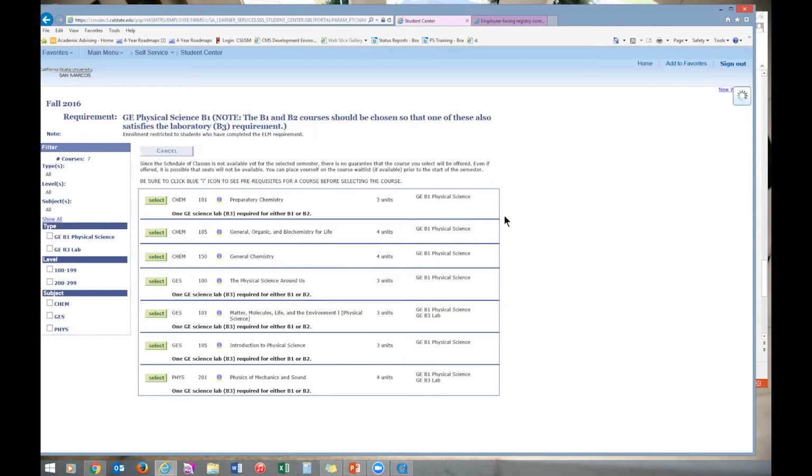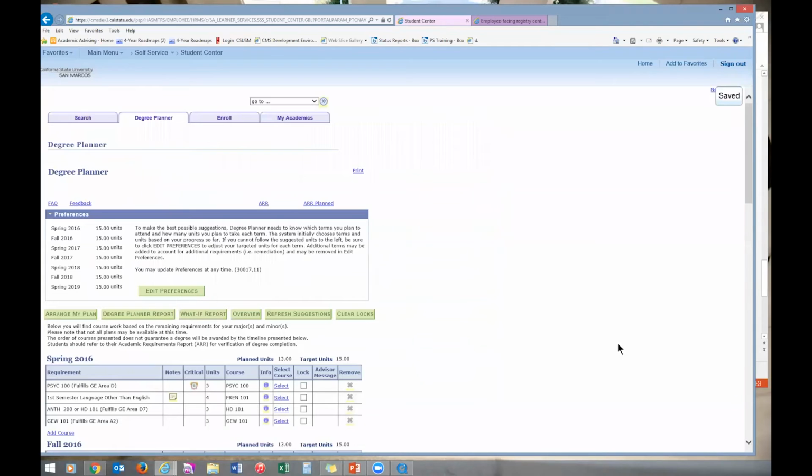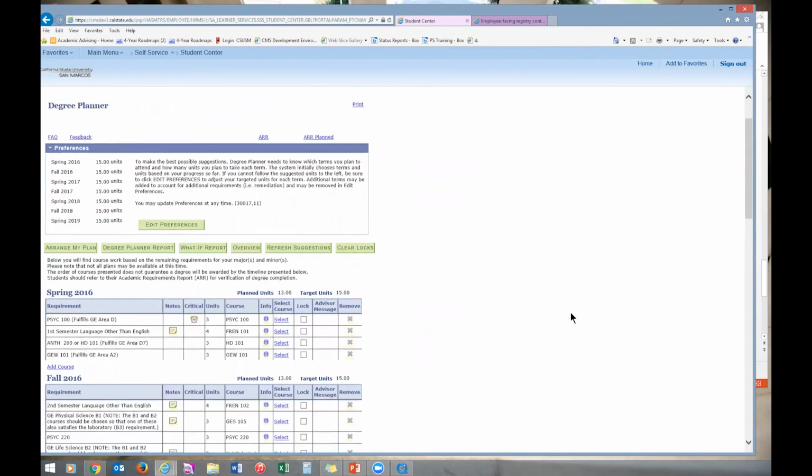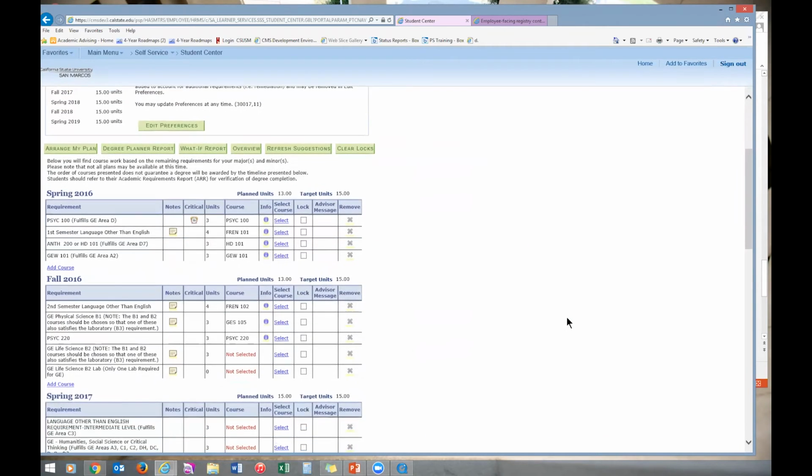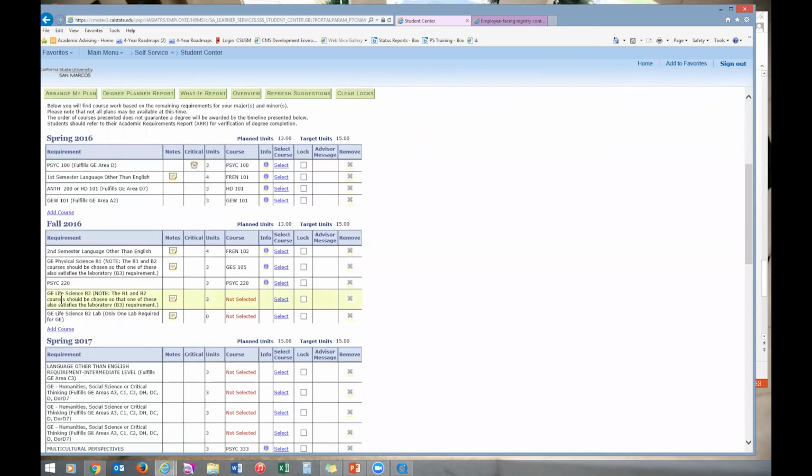The other thing is when you click select and it displays the list of courses, it will only display the list of courses that are typically offered that term. So you're not hoping and planning to take a course in a term where it's never offered. So it's really smart. All right, now it's time to go to the next science, the life science.